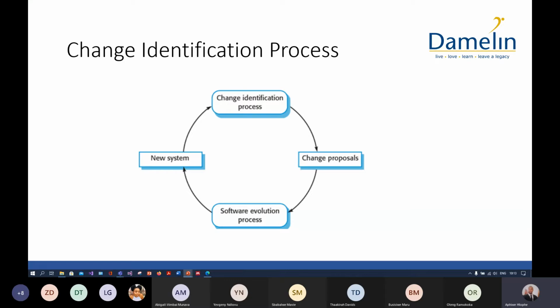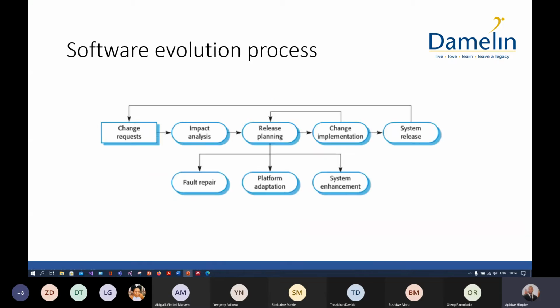This proposal can then be given to people at higher levels, and they can look at the proposal and choose whether the change is worth implementing or not. And then the software will go through the software evolution process, which we'll cover in the next slide. That brings you to your newer, more improved system with the new changes.